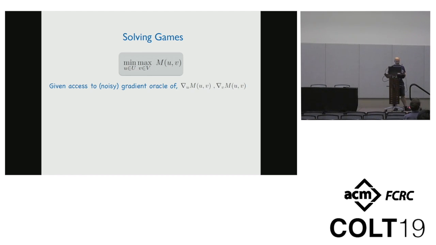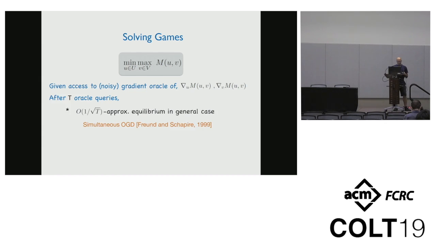So now let's talk about how to solve such games. We make the standard assumption that we have access to a noisy gradient oracle for the gradients of M. And it is well known that if we have access to such an oracle, after T such queries, we can find a 1/square root of T approximation of the equilibrium in the general convex-concave case. This can be done, for example, by applying OGD simultaneously for both the U and V players.